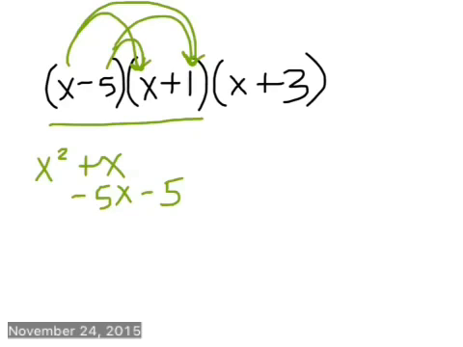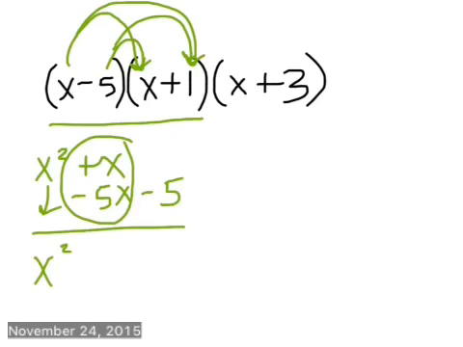So if you look at this when I'm going straight down here, x squared didn't have any friends. So therefore, I would go straight down with my x squared. Then these two would add together. What's 1 minus 5?